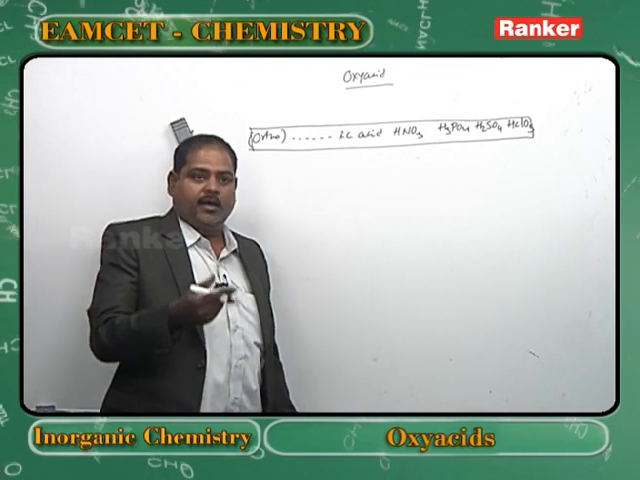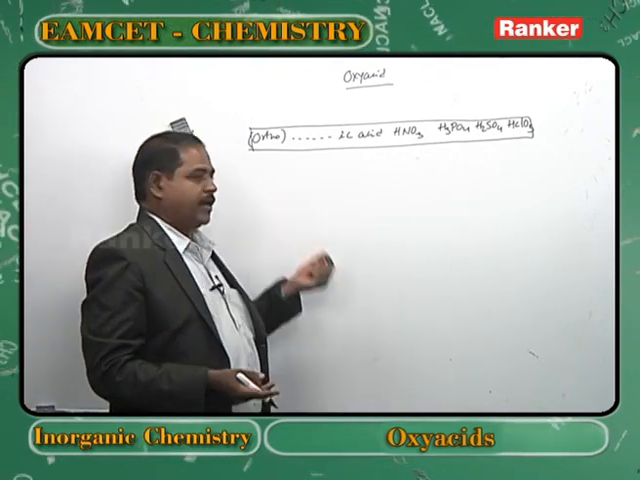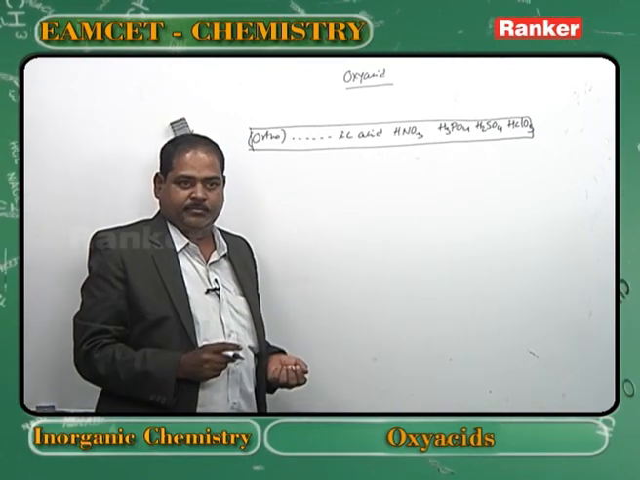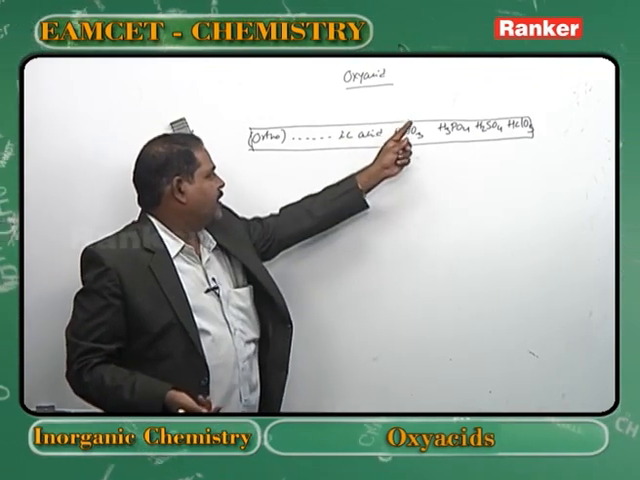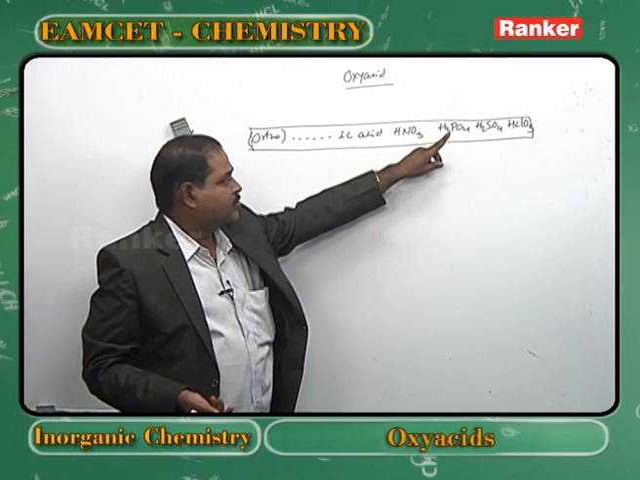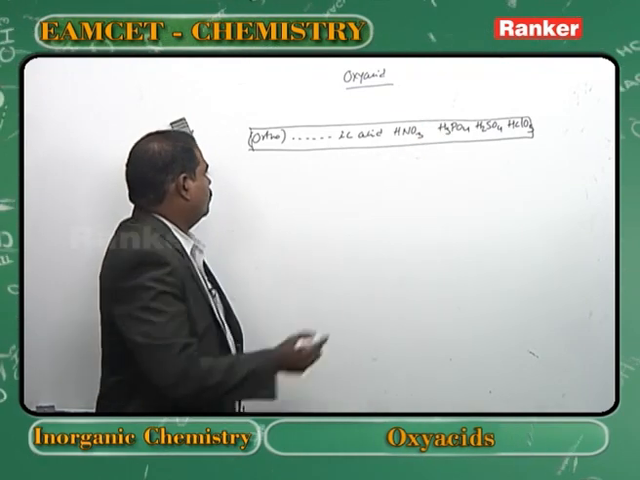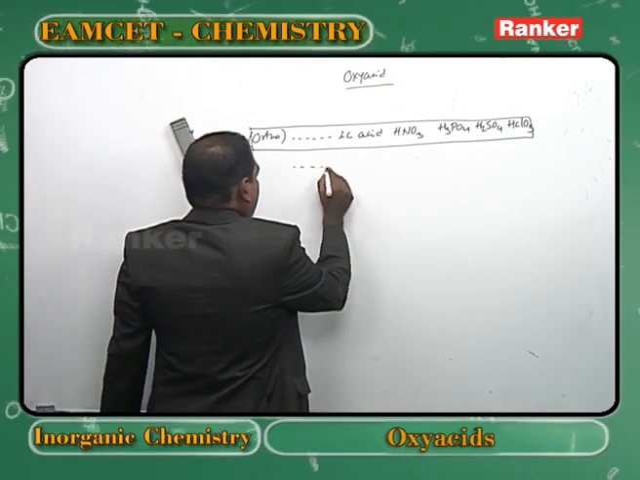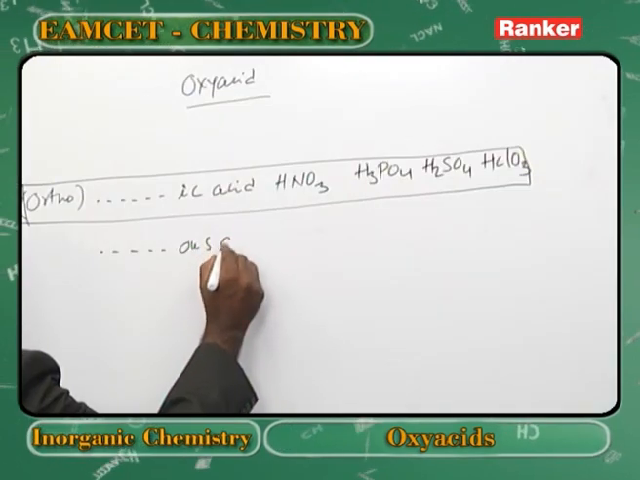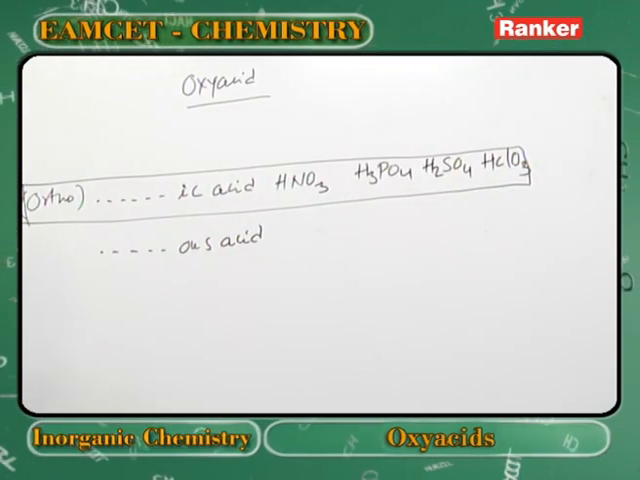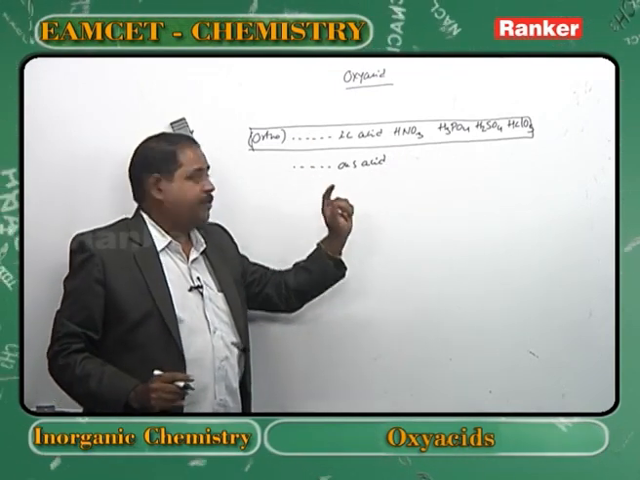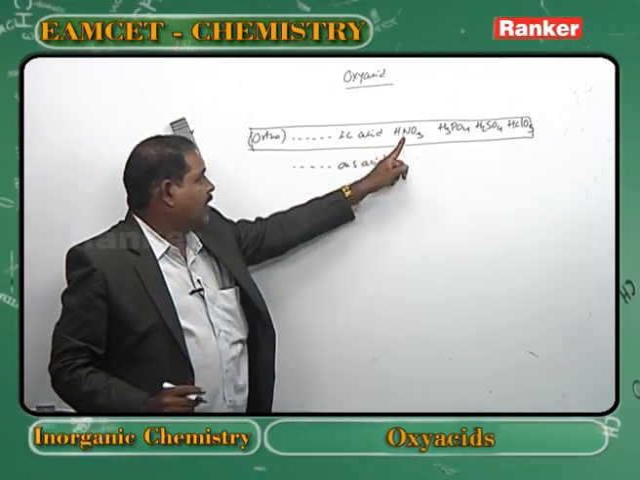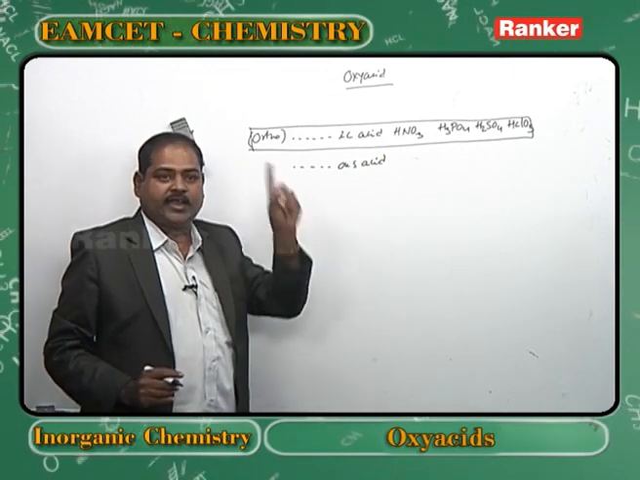You can say it is like Mr., Mrs., a respectable word. So, orthonitric, nitric, orthophosphoric, phosphoric, one and the same. Now, us acid. Us means one oxygen less than ic. I repeat, us means one oxygen less than ic.